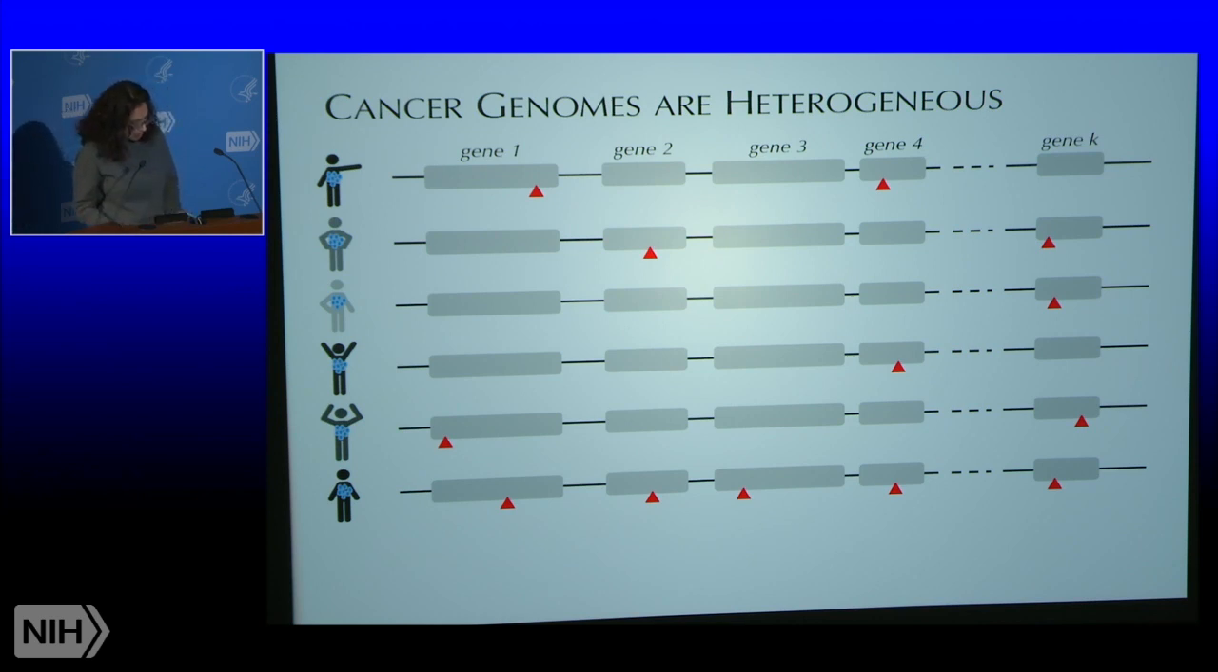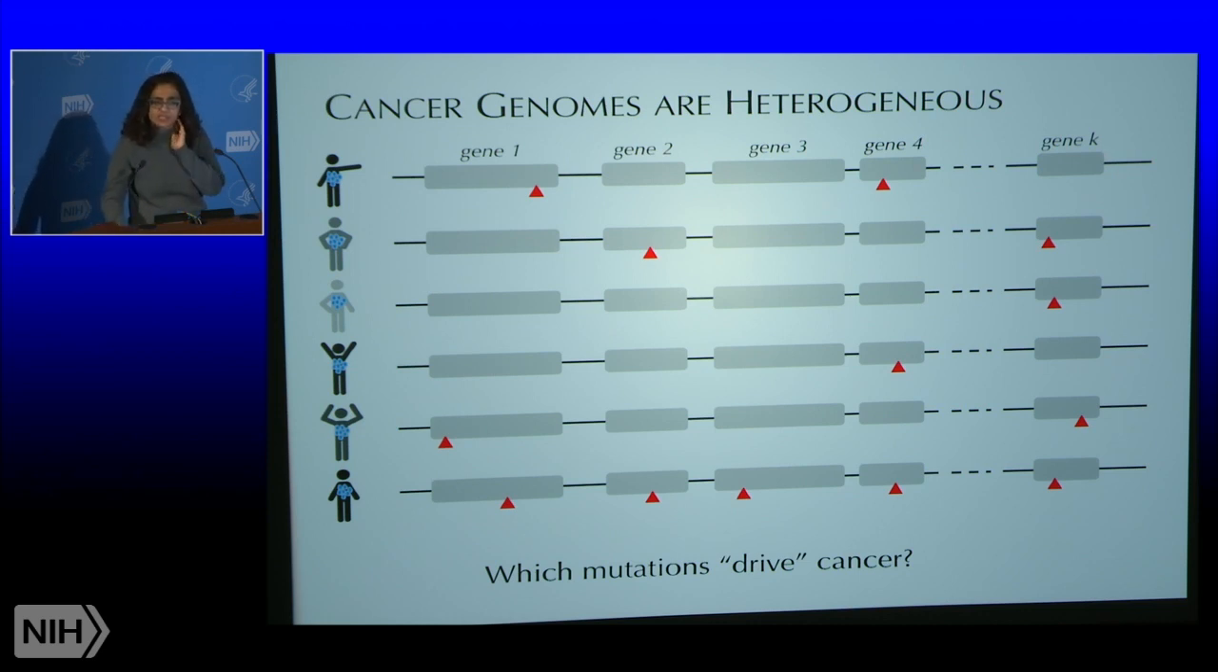So how do you look at all this cancer genomics data and try to understand from the sea of mutations that you observe, which are the ones that actually play a role in either cancer initiation or cancer progression? So which are the mutations that drive cancer?